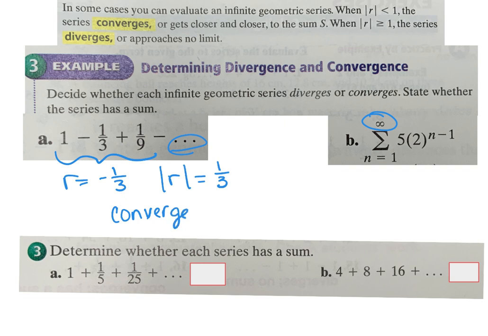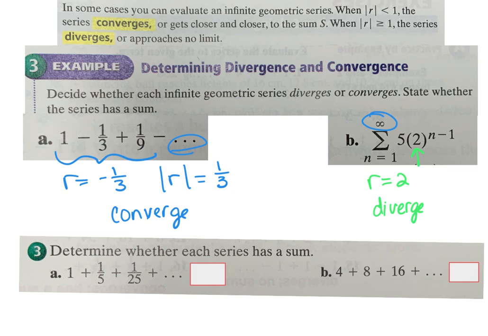What about this guy? What's my r in this geometric series? When it's in explicit form, it's handed to you, right? My r is 2. Converges or diverges? Diverge. There we go. That's all you need to know for this example. The reason you want to know this is because if it converges, you can figure out what the sum is going to be. If it diverges, you cannot.